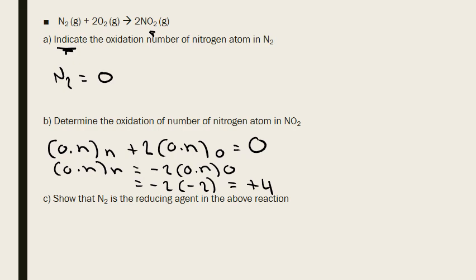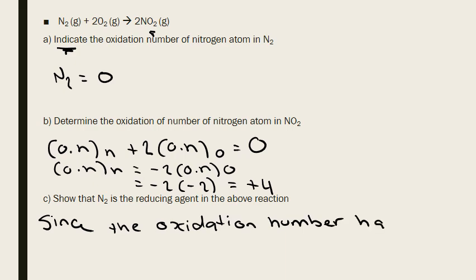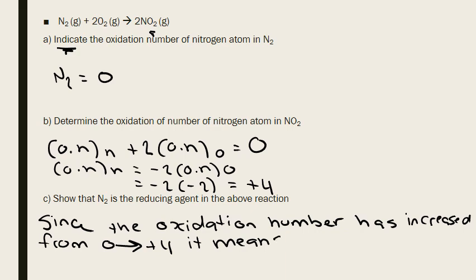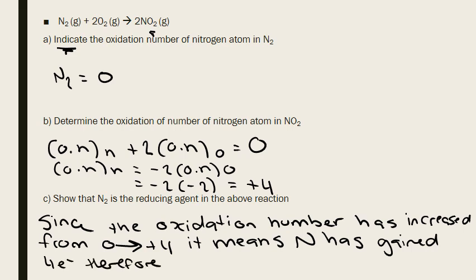Show that N2 is a reducing agent in the above reaction. So we can write: since the oxidation number has increased from 0 to +4, it means N has lost 4 electrons. Therefore, it is a reducing agent.